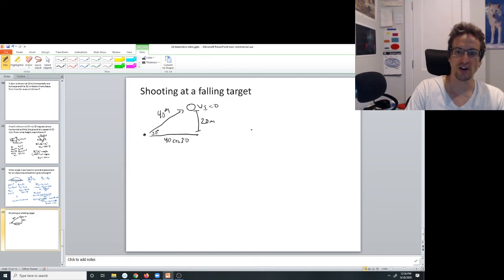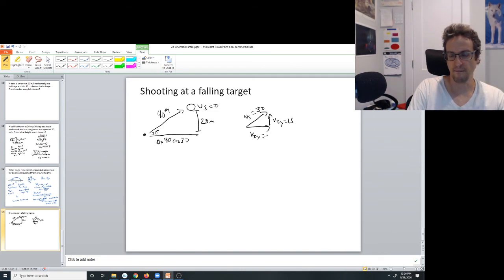It also means that our initial velocity, and I'm going to give you our initial velocity, the initial velocity of the projectile is going to be 30, and that means that v initial y is 15, and v initial x, this is changing x, is 30 cosine of 30.